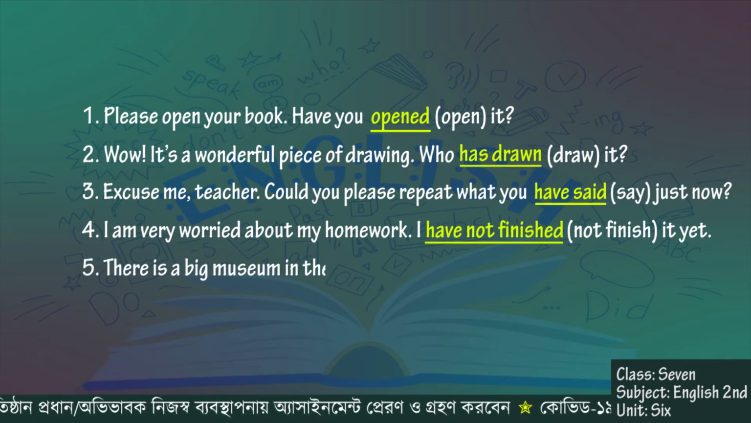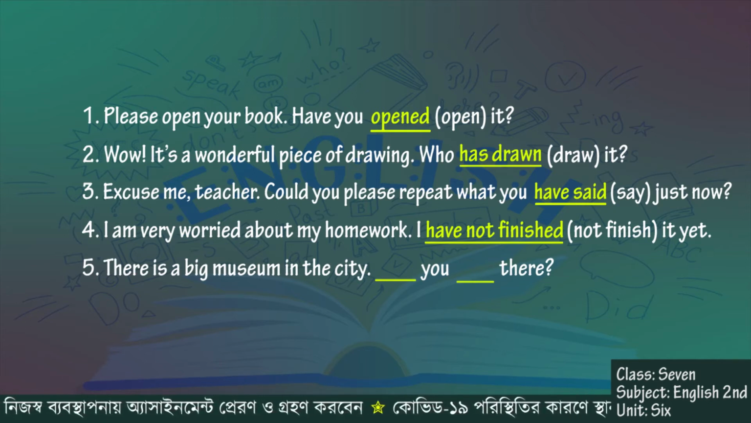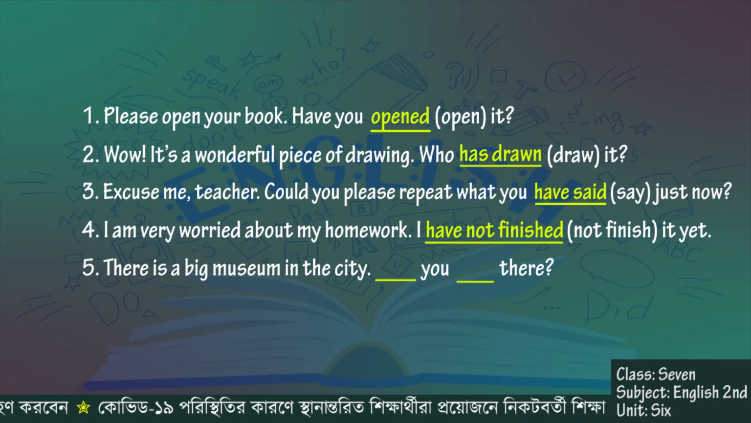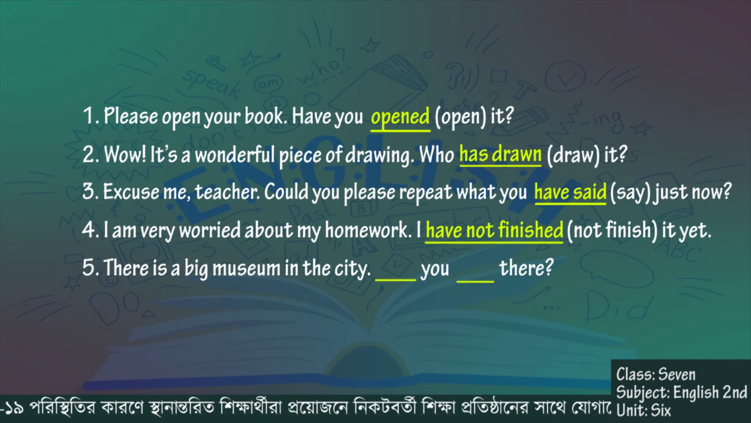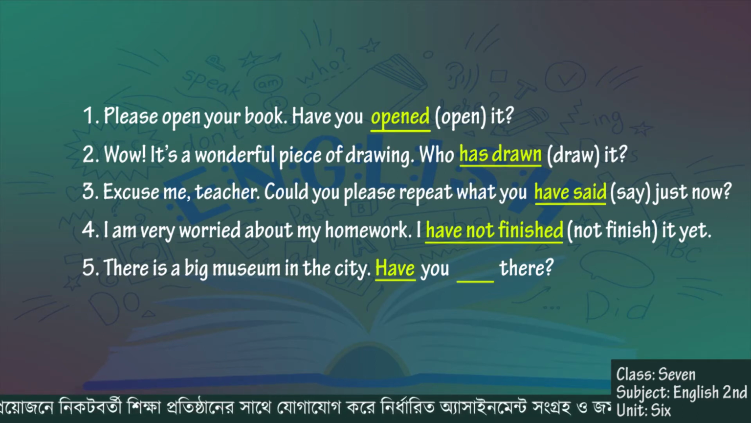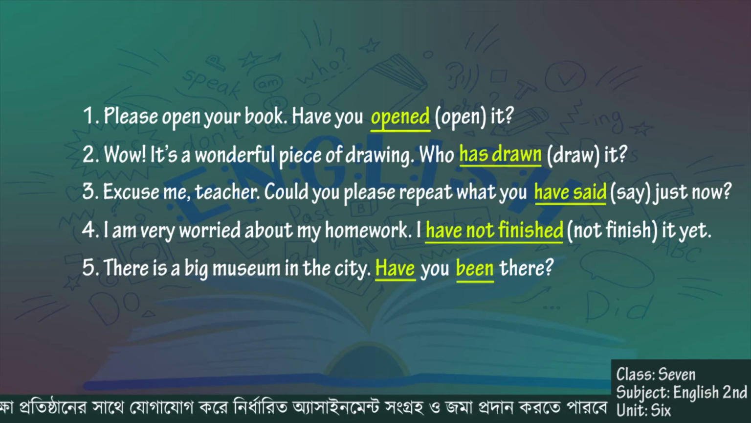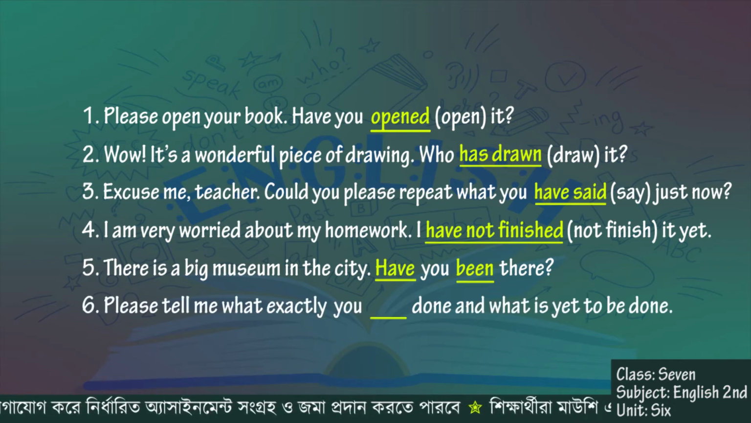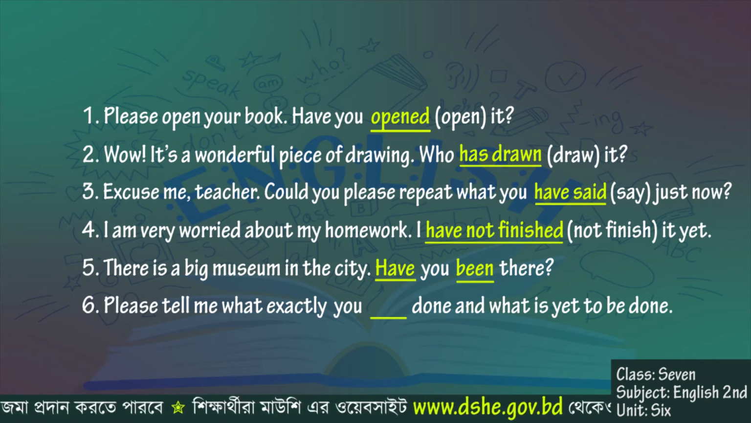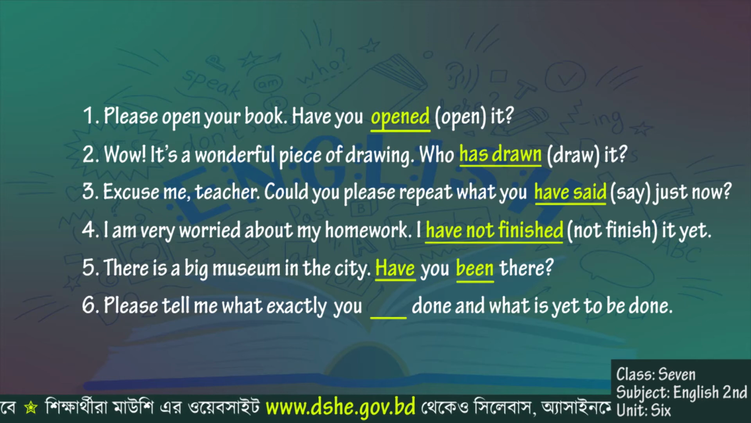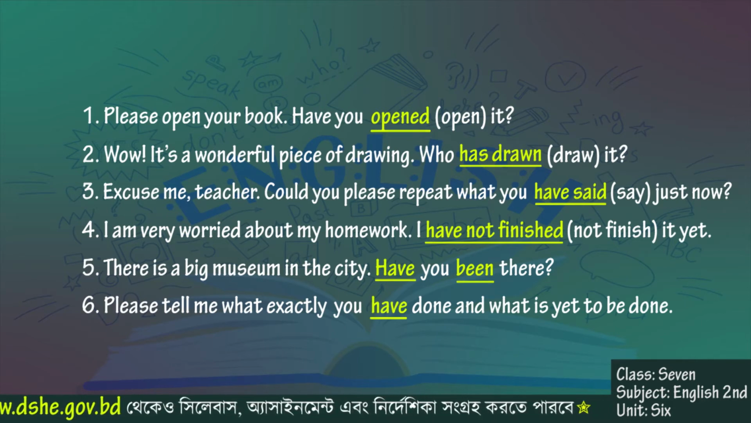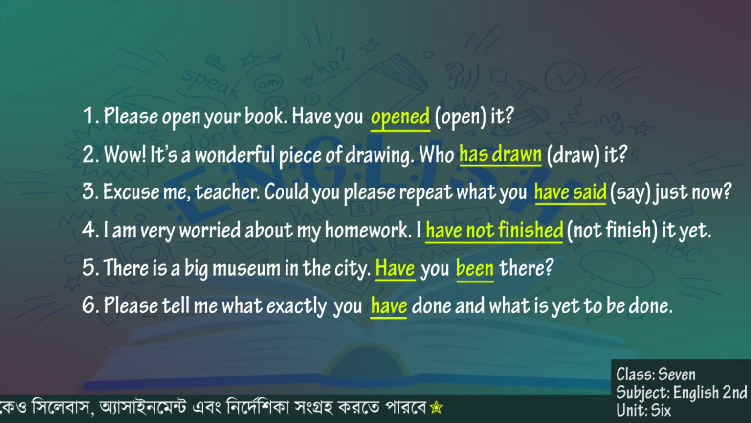Number 5, there is a big museum in the city. Dash you dash there. There are no hints given for you in the sentence, but we can still answer it, right? The answer will be, have you been there? Number 6, please tell me what exactly you dash done and what is yet to be done. Here the answer will be, please tell me what exactly you have done and what is yet to be done.